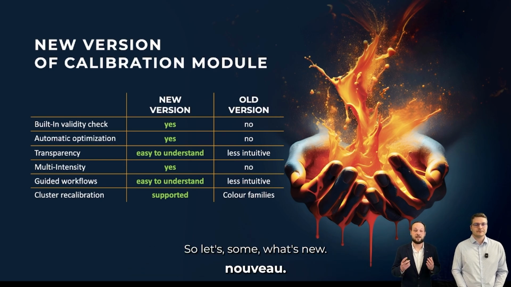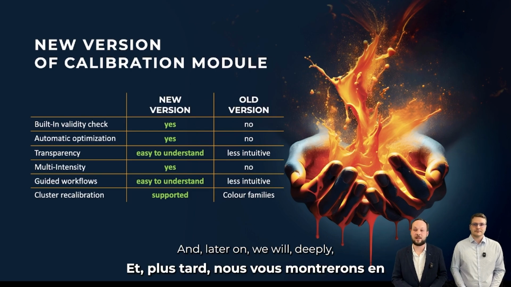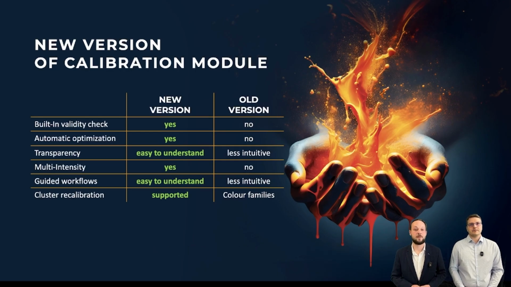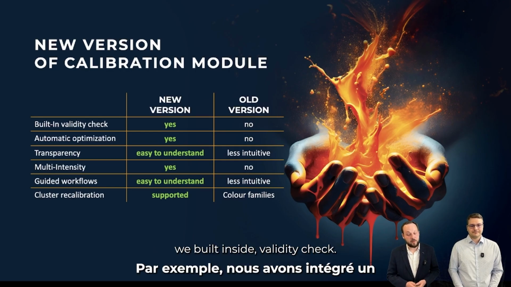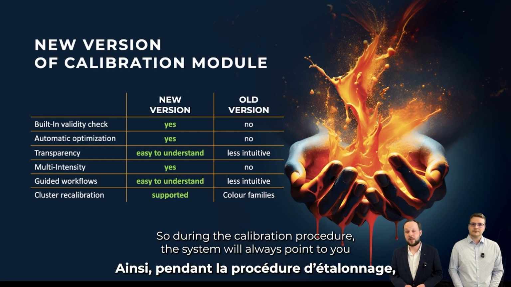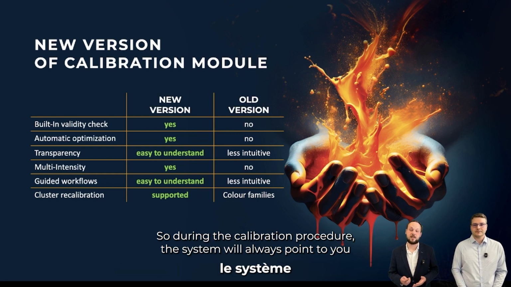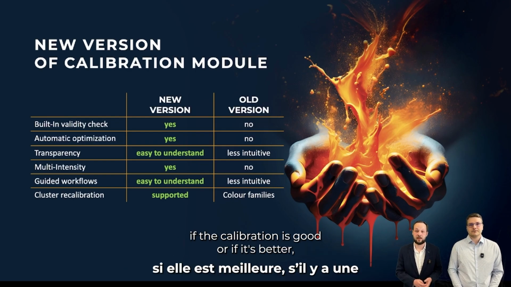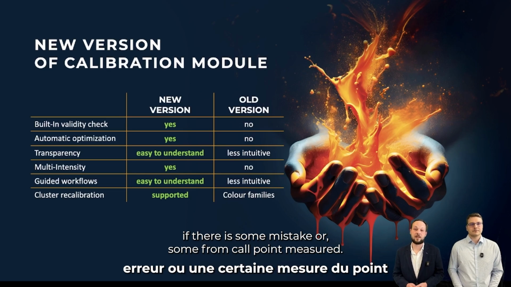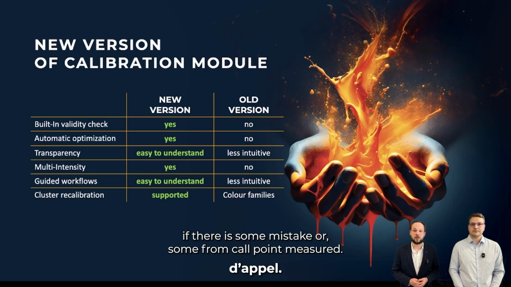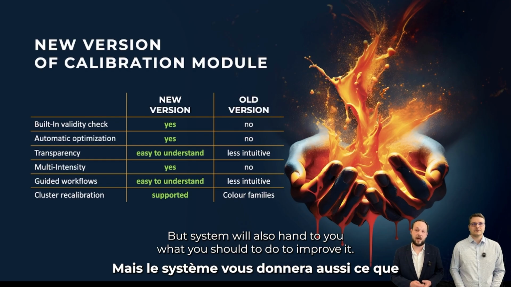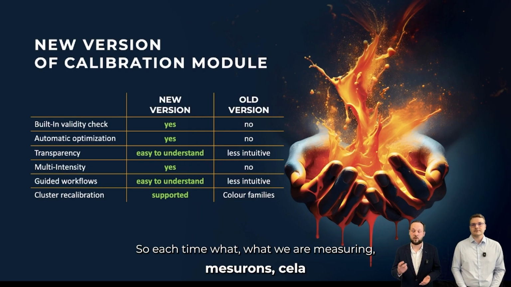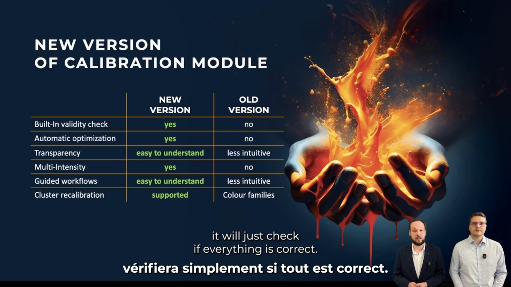So let's sum up what's new, and later we will show you all the new features in detail. For example, we built in a validity check. During the calibration procedure, the system will always point out whether the calibration is good or bad, if there is some mistake or some wrong point measured. The system will also hint what you should do to improve it. Each time we measure, it will check if everything is correct.